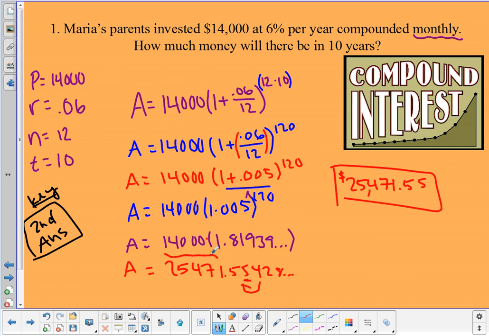So multiplying by 14,000 was what I did last. Keep that in mind. You have to take care of all of these parentheses first. You have to do powers before you do multiplication. We all know that. Parentheses come first, powers come before multiplication. I have to go in order of operations, even if it means I'm working backwards a little bit.